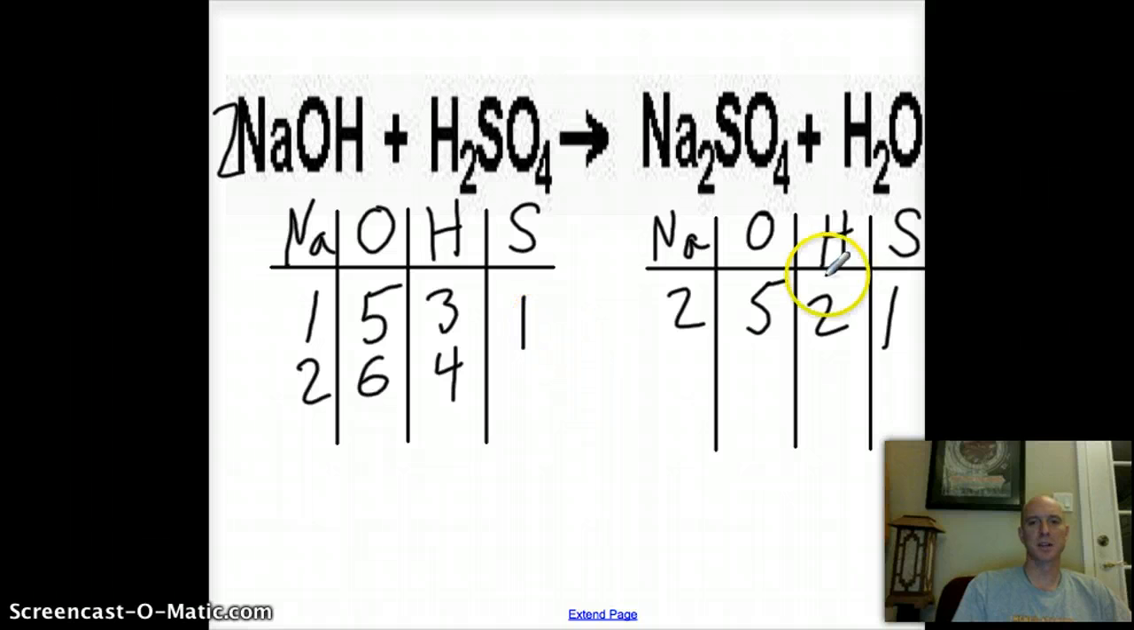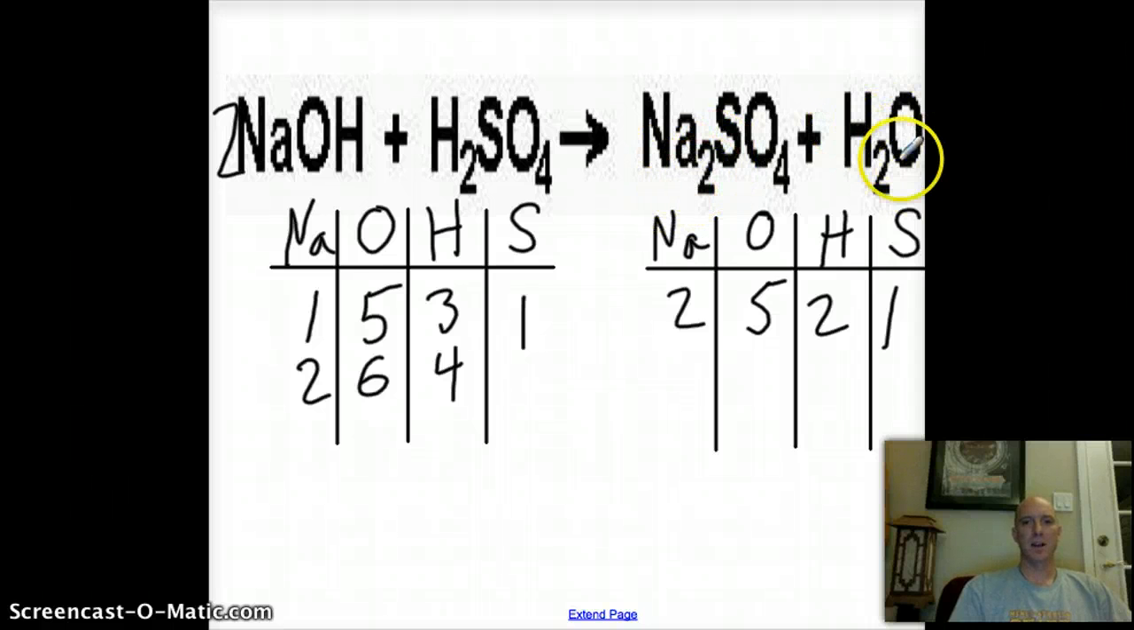2 sodiums, but now oxygen's not balanced, and neither is hydrogen. And so I've got oxygen here, so I could put a number here to change the number of oxygens, but I'm going to just take a step back, and I'm going to recognize if I put a number there, I'm going to change all of that. There's got to be an easier way.